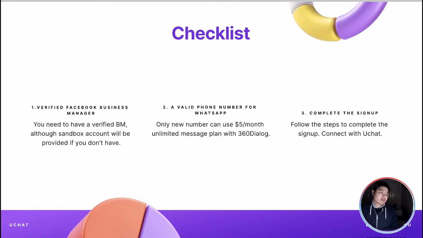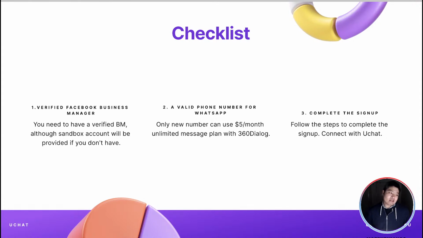Second, you need a number. It's a new phone number. Remember, this is very important. We need it to be a new phone number. Only a new WhatsApp number can have our pricing of $5 per month. If you have an existing number, I'm sorry, you cannot work with this price.